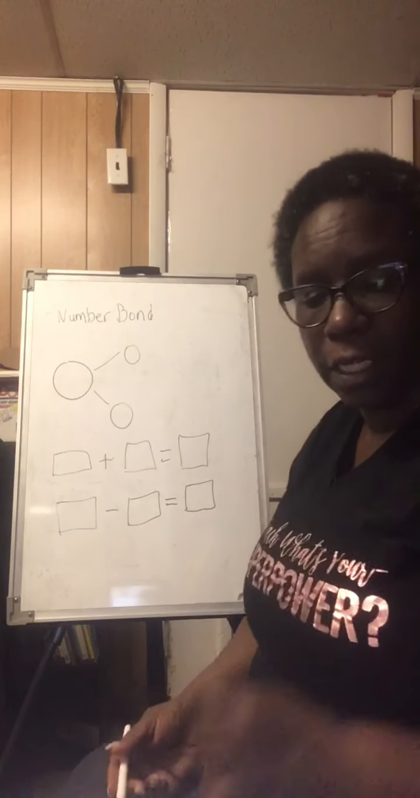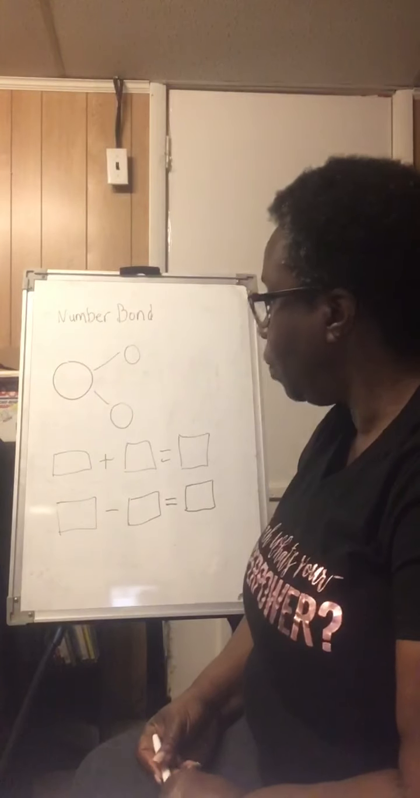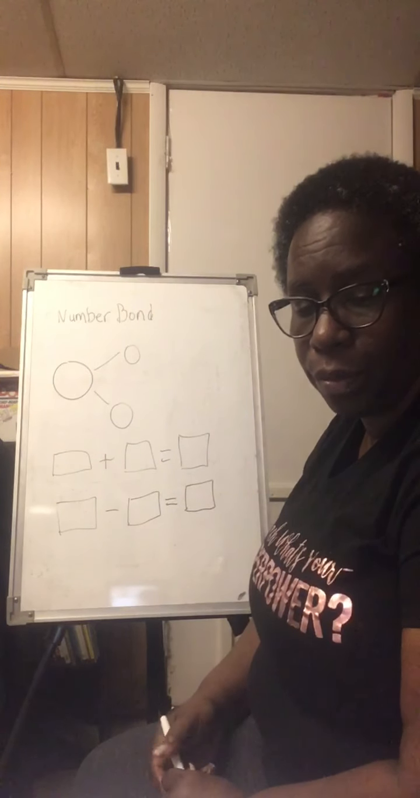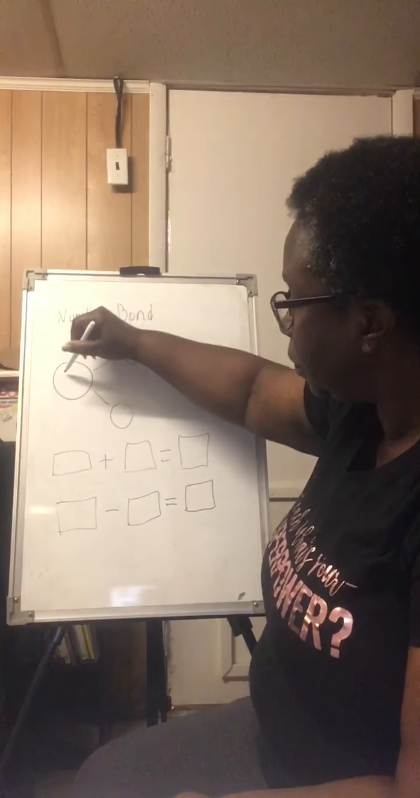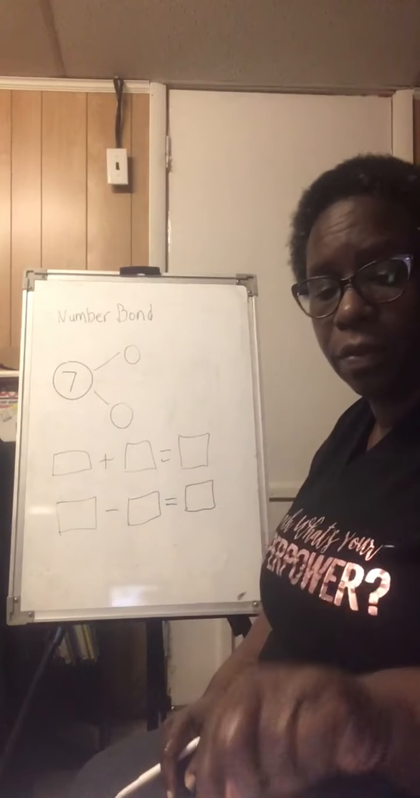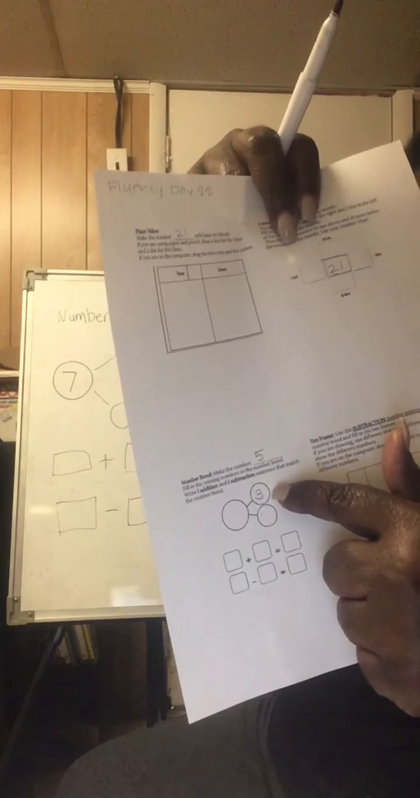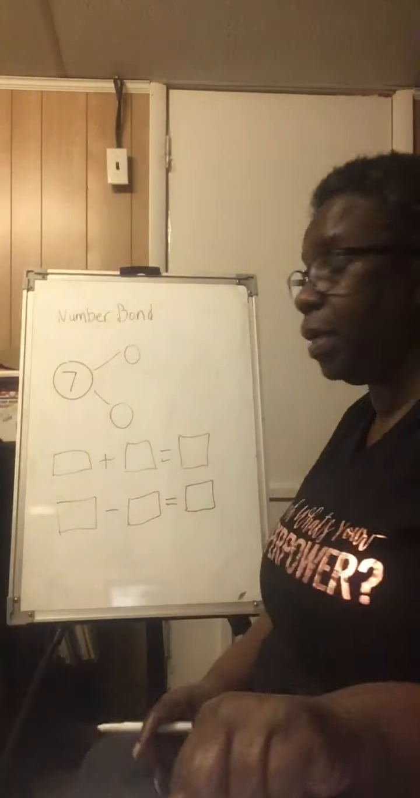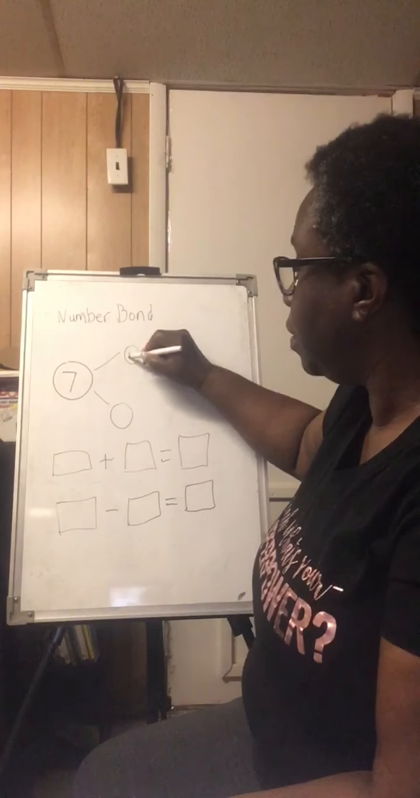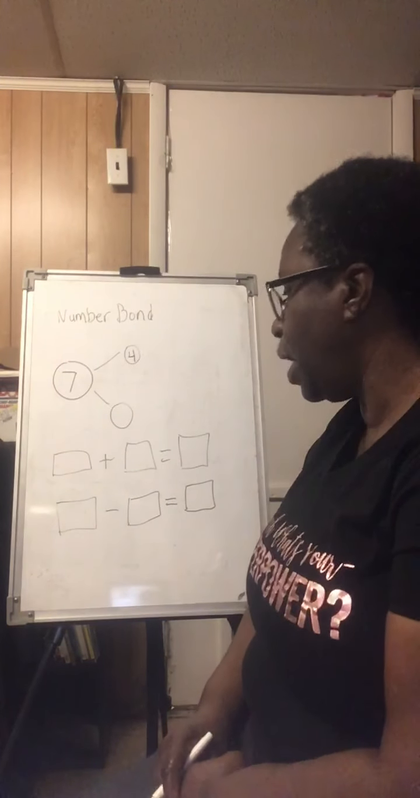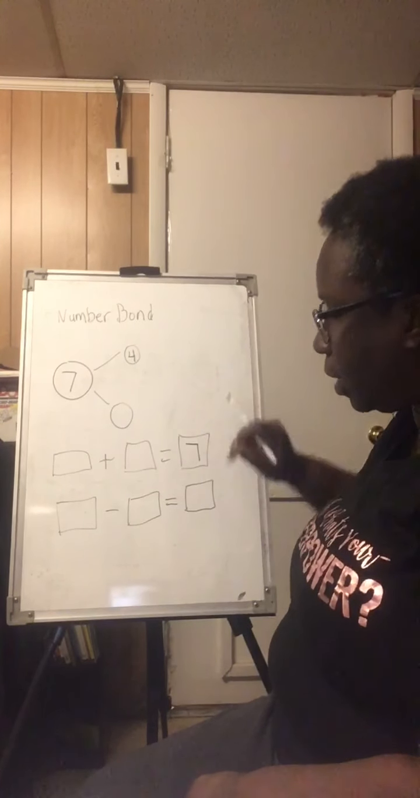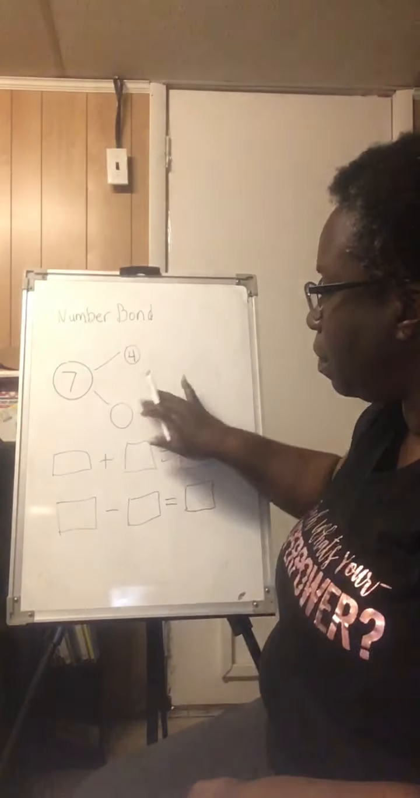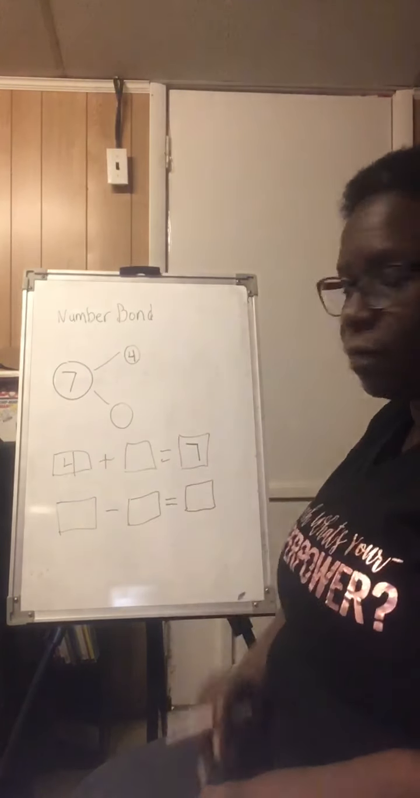Now she gave y'all the number 5. Let's use the number 7. She gave you, on your sheet, 5, and she also gave you your 3, because you know you're going to use that 5 and 3. So we're going to use 7 and 4. We know 7 is our big number, so that goes on the equal side. That's what we want to find out: 4 plus what gives us 7?